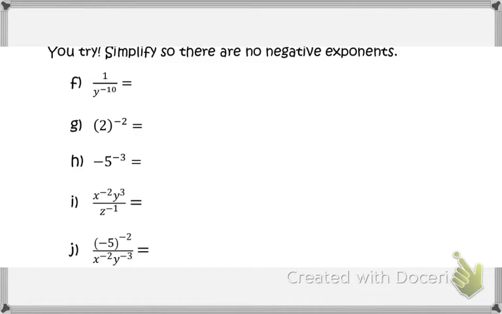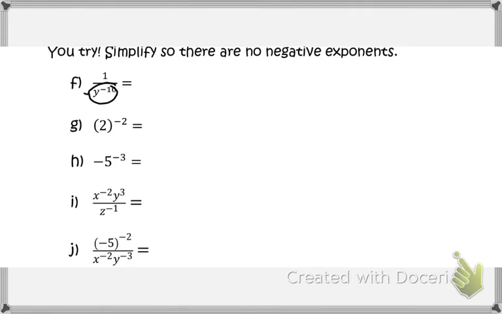All right, doing a quick speed run for the you try. Let's go ahead and check your answer. So we want to simplify so there are no negative exponents. Looking at f, I have 1 over y to the negative 10. I see a negative exponent. Oh, I'm triggered. No negative exponents, not in my house.